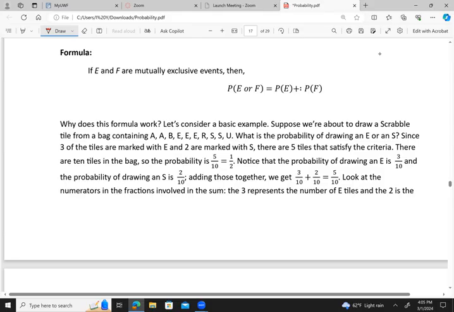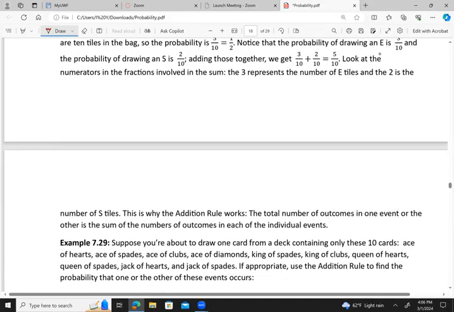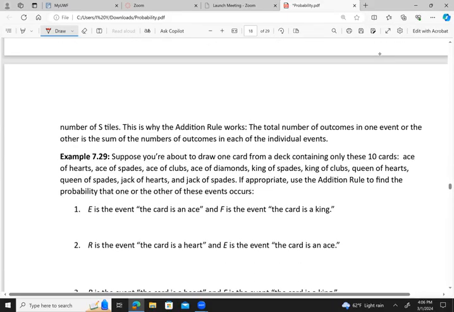Notice the probability of drawing an E is 3/10, and the probability of drawing an S is 2/10. Adding those together, we get 3/10 plus 2/10 equals 5/10. And look at the numerators in the fractions involved in the sum. The 3 represents the number of E tiles. The 2 represents the number of S tiles. This is why the addition rule works. The total number of outcomes in one event or the other is the sum of the numbers of outcomes in each individual event.